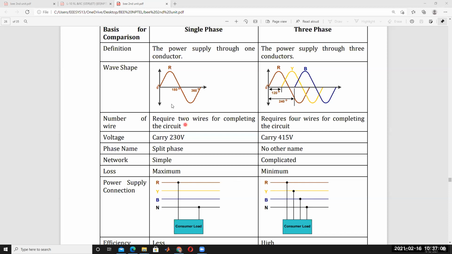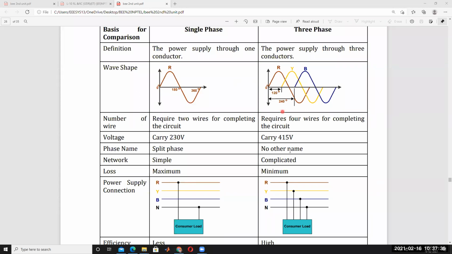Here the single phase waveform is like this. So only the R phase, otherwise only the Y phase, otherwise only the B phase. Like this, we have to take only one phase to the load. This load is connected only between one phase, R, and neutral. That's why we will get only a single phase AC waveform.